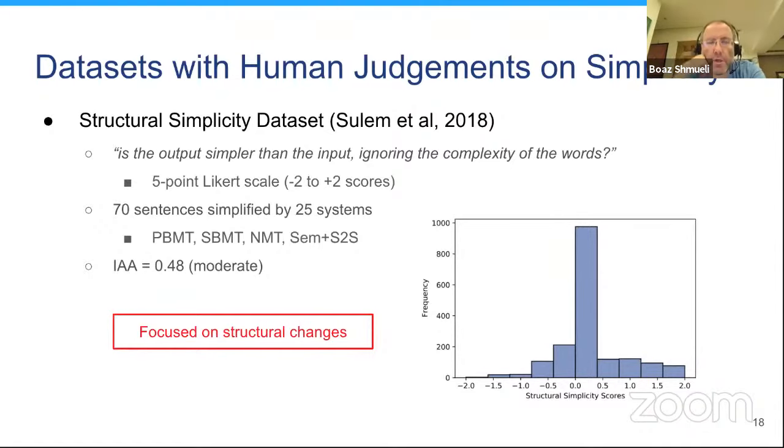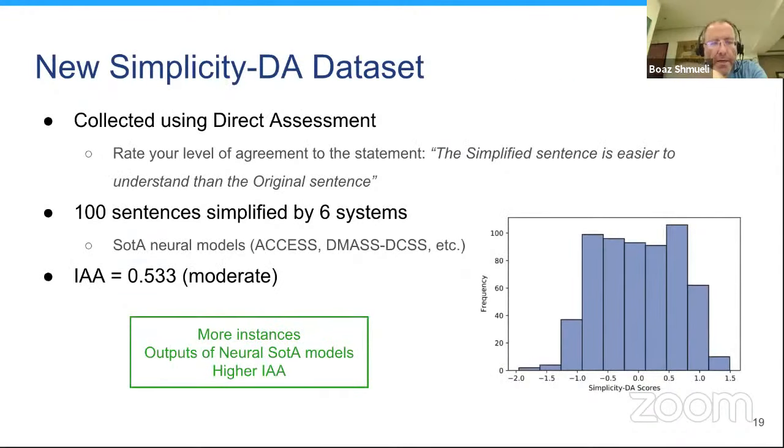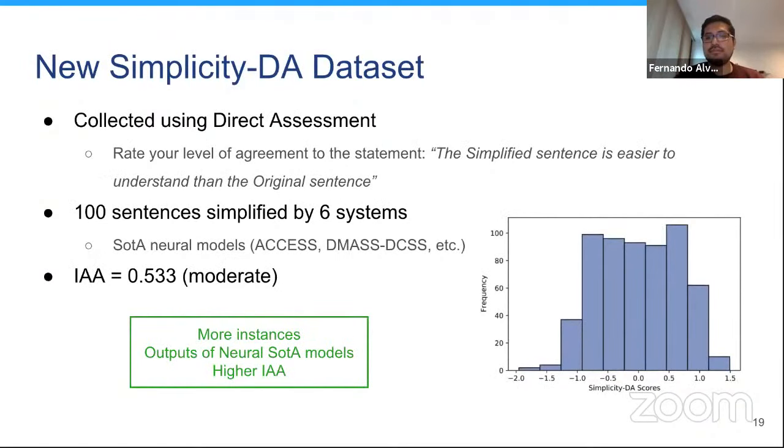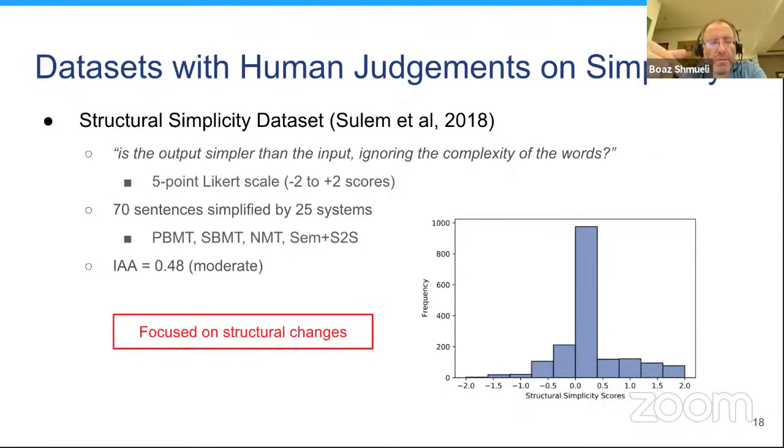So the question actually doesn't reflect what you said. This is a different data set, with a different question. And if you go to the previous slide, this one? So the Likert slide. The question that is quoted here is different from what you mentioned, because here the question is whether the output is simpler. It's a binary question.